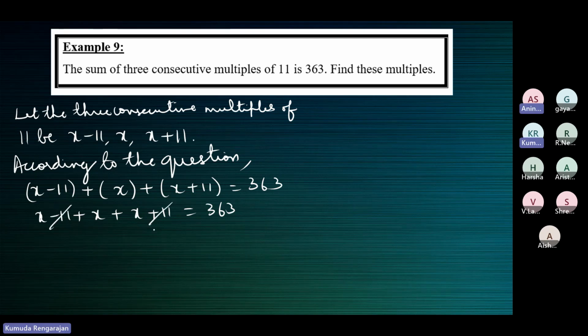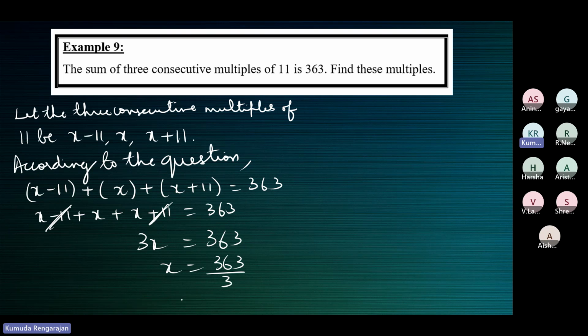It's the same thing, but it's an alternative method of assuming. Correct. Just that we assume in a different way. The way we construct the equation is the same. The sum of the three multiples is 363. We assume the numbers in a different way. So here minus 11 and plus 11 get cancelled. X plus x plus x is 3x. 1x plus 1x plus 1x is 3x is equal to 363. So x is equal to 363 divided by 3.